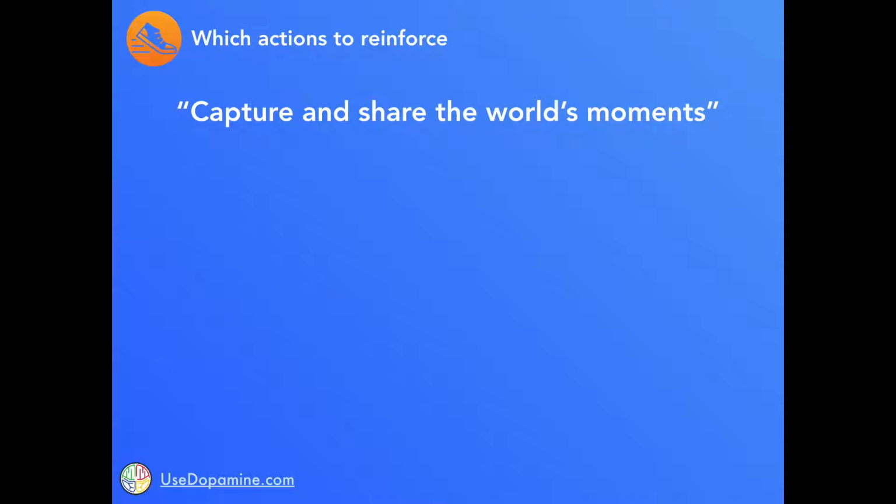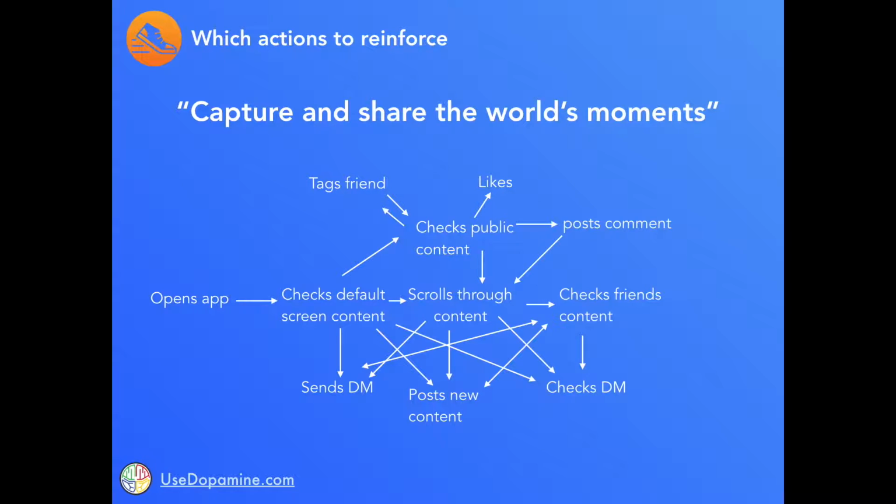Your app probably has a big picture purpose, something like capture and share the world's moments, which is great for vision. It's awesome. But it has one problem. Your users' brains don't work on that kind of purpose level. Instead, they think about behavior as a series of small, discrete actions. Capture and share the world's moment isn't an action, but something like scroll through content or open the app is.